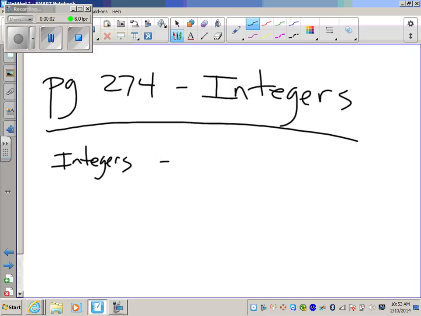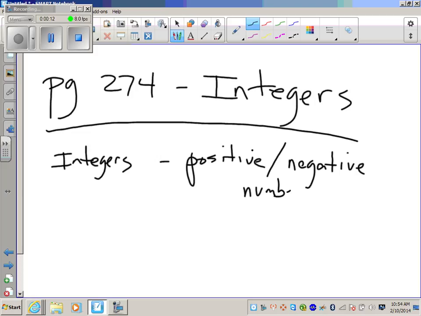Integers, basically we're speaking of positive and negative numbers. Okay, so take a second to digest that about integers.